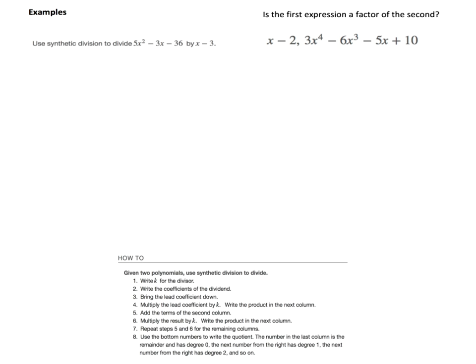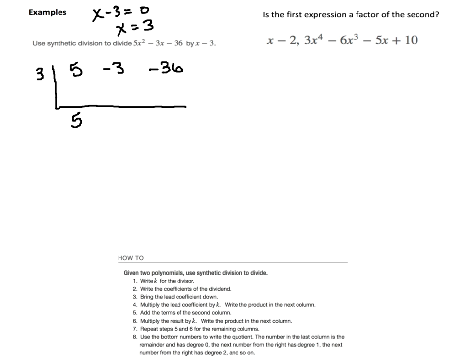Okay? Use synthetic division to divide 5x squared minus 3x minus 36 by x minus 3. A factor of x minus 3 is actually a k value of positive 3. So 3, I'm just going to write the coefficients, 5, negative 3, negative 36. Bring down, multiply with k, write my result, combine down, multiply with k, write my result, combine down, no remainder.